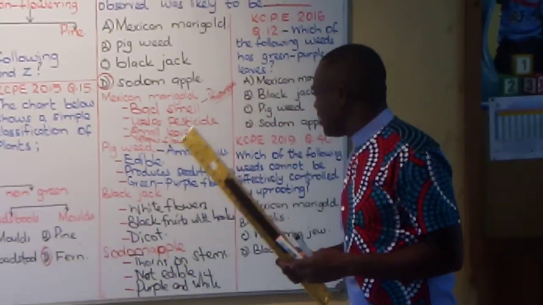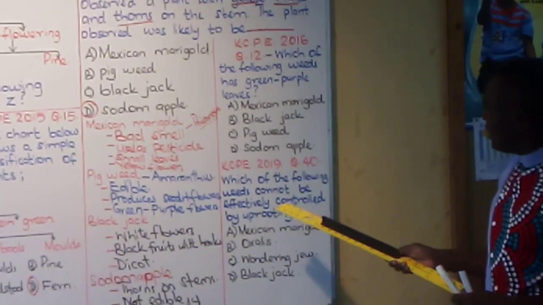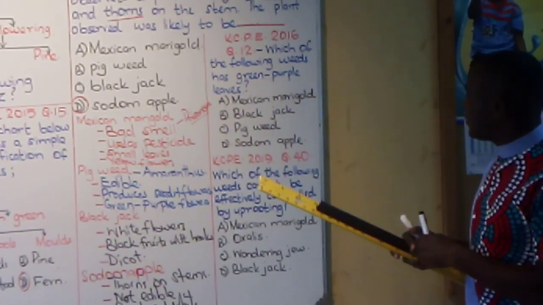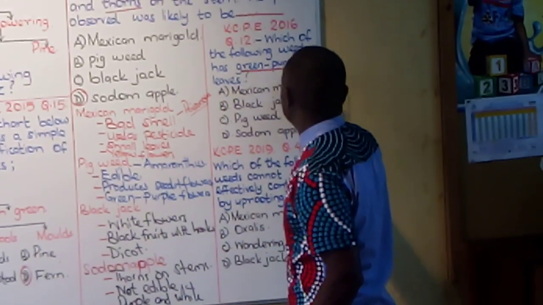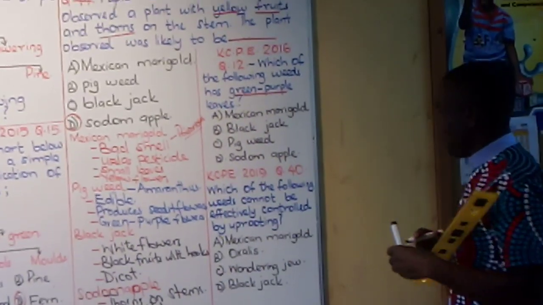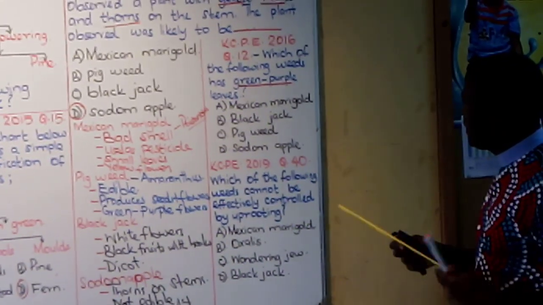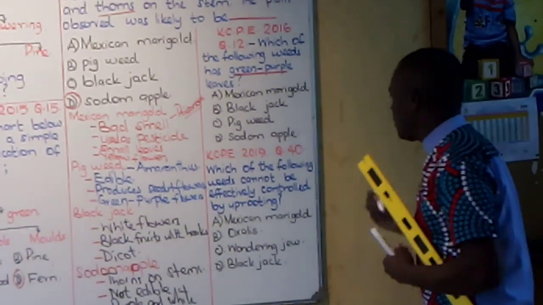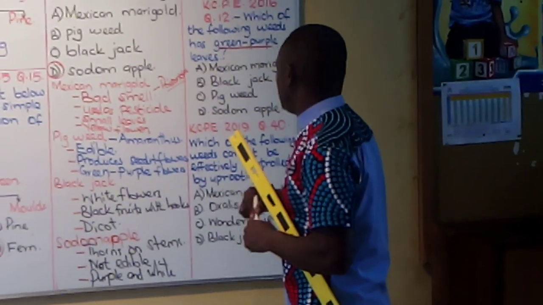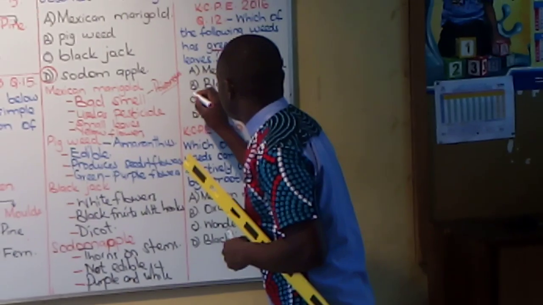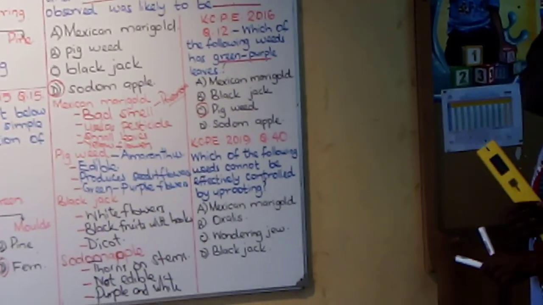Ah, I knew it. Judy Wanza's hand is up. Yes. White, green and purple leaves. Yes, correct. Pigweed. That is the right answer. So boys, the next question is yours.